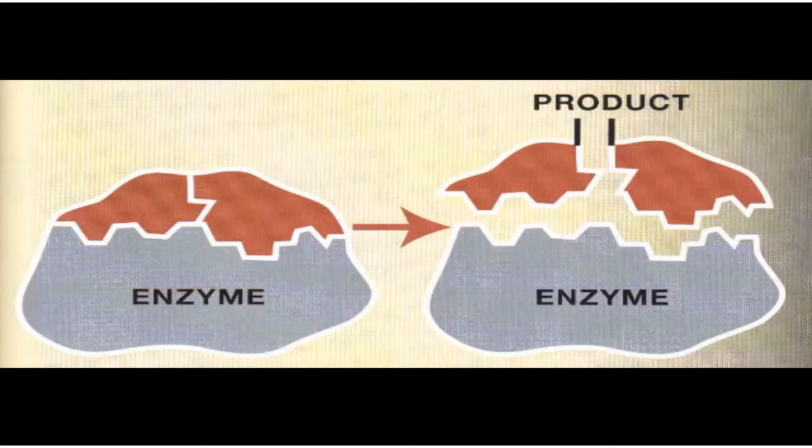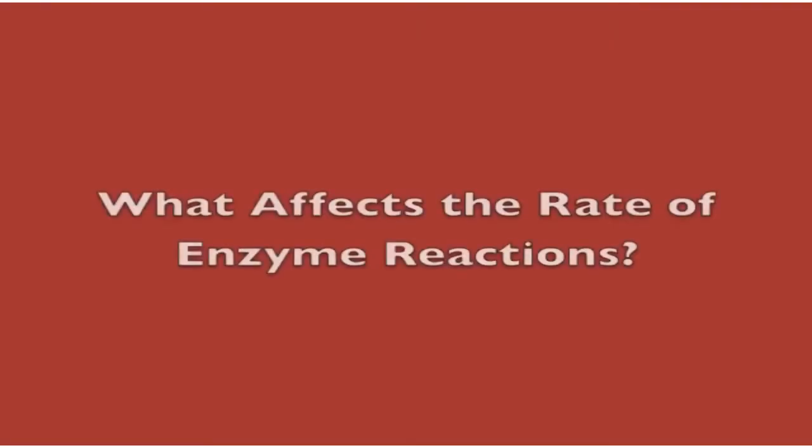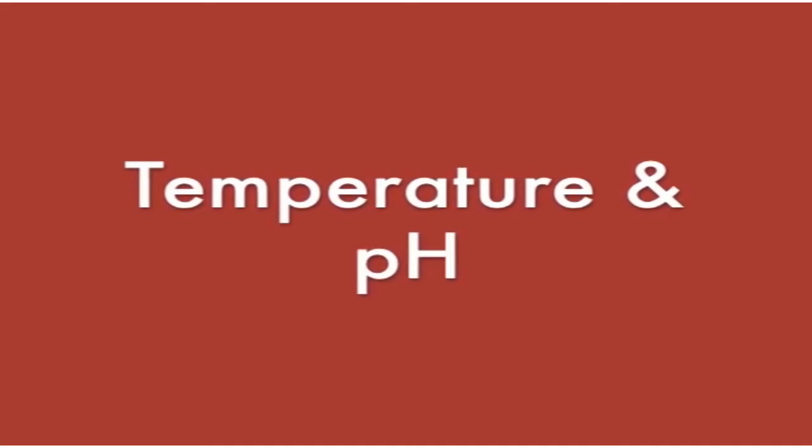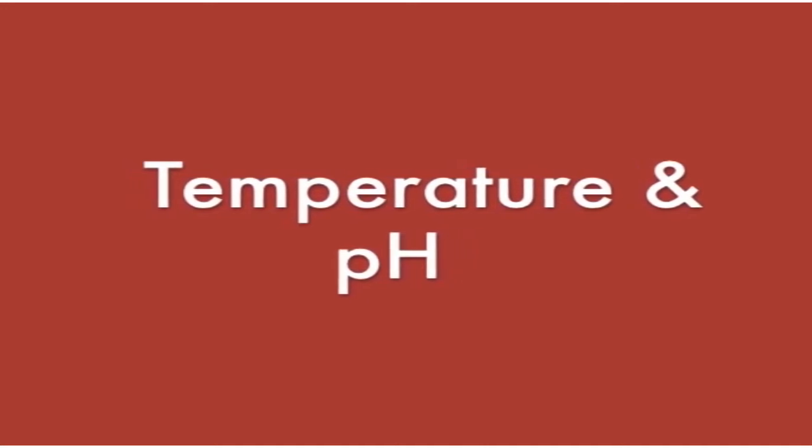Enzyme reactions are affected by different factors. Now let's talk about what affects the rate of enzyme reactions. 4 factors affect the rate of enzyme reaction. The first 2 are temperature and pH. If the temperature is too high, the enzyme will be denatured. Likewise, changes in pH have the same effect.